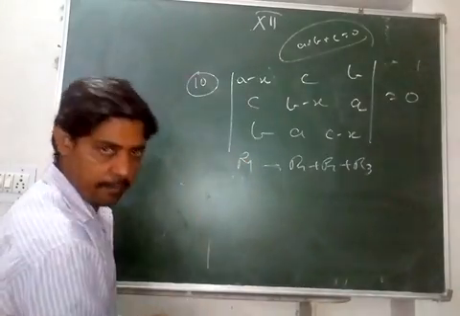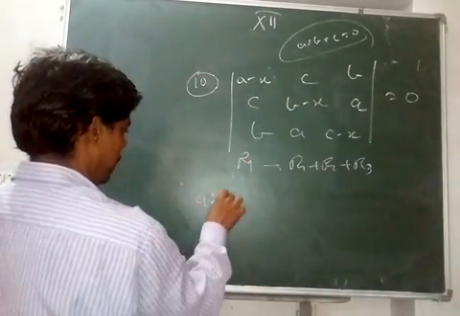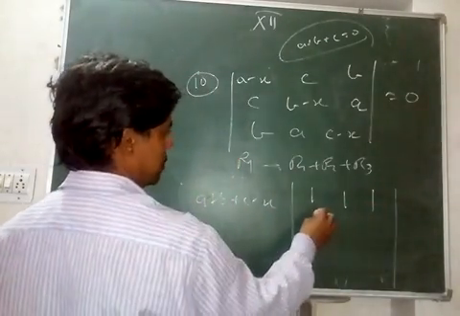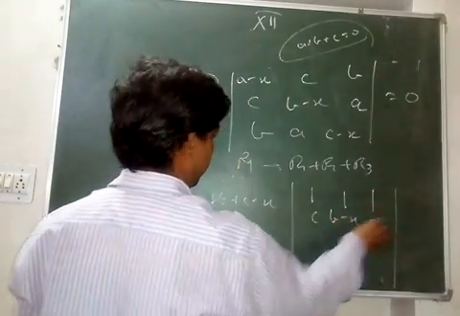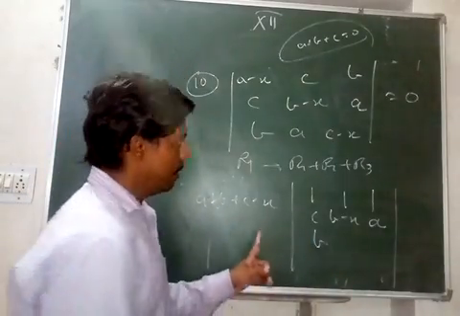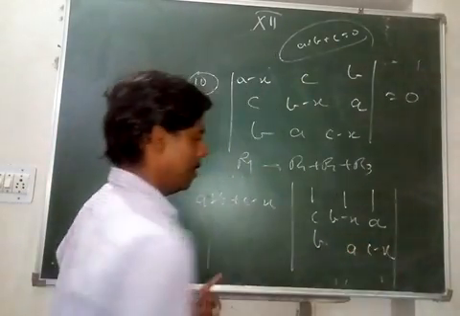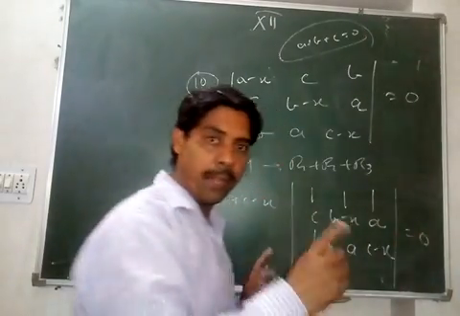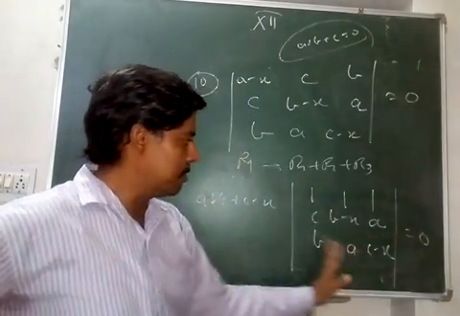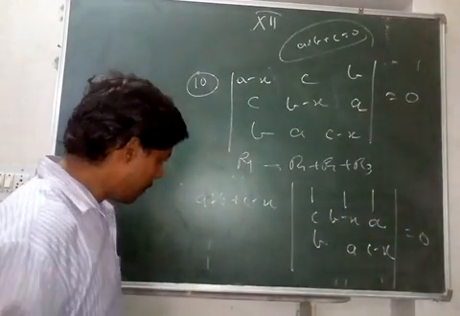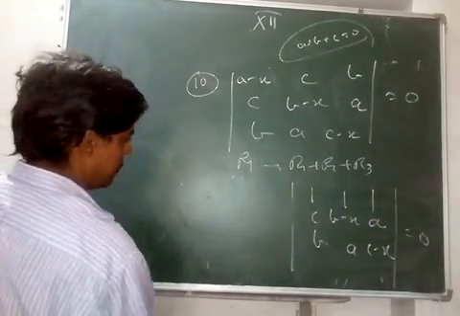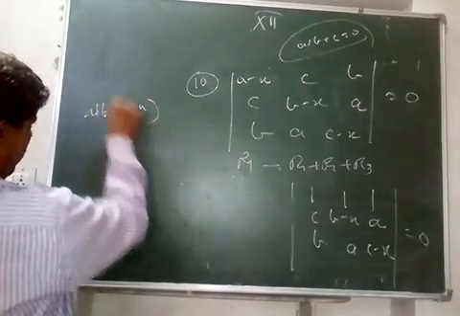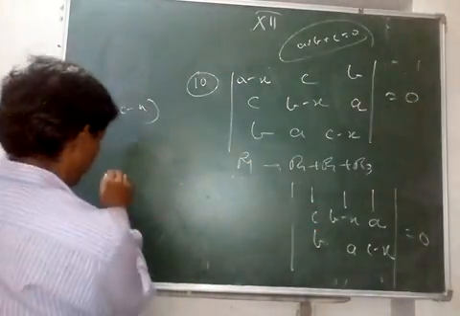All of you should understand this step. A plus b plus c minus x has come out. So this is 1 1 1, c, b minus x, a, b, a and c minus x. Now don't try to do this one and this one. Don't get zeros, because that complicates the answer. Instead, just try to solve this determinant itself. So I am keeping a plus b plus c minus x separately, one bracket. Now we'll solve this, expand it right now.